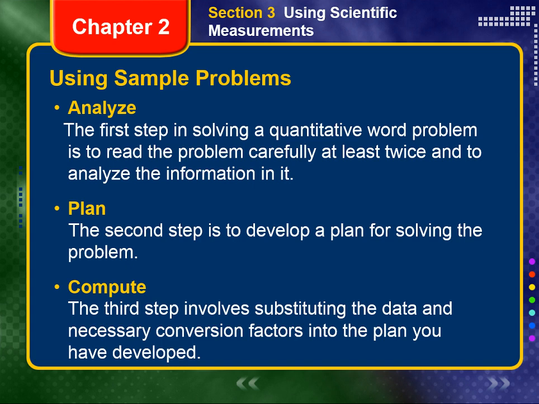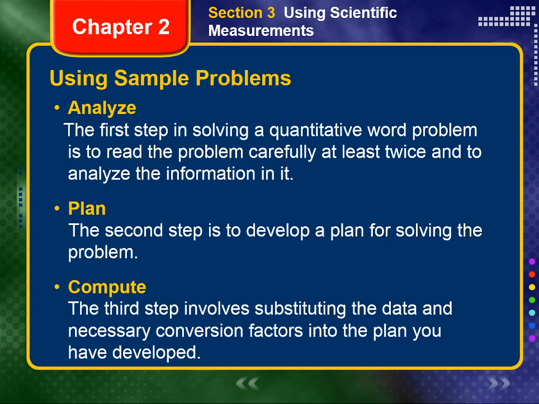Then plan. The second step is to develop a plan for solving the problem. The plan should show how the information given is to be used to find the unknown. In the process, reread the problem to make sure you have gathered all the necessary information. It is often helpful to draw a picture that represents the problem. For example, if you were asked to determine the volume of a crystal given its dimensions, you could draw a representation of the crystal and label the dimensions. This drawing would help you visualize the problem.